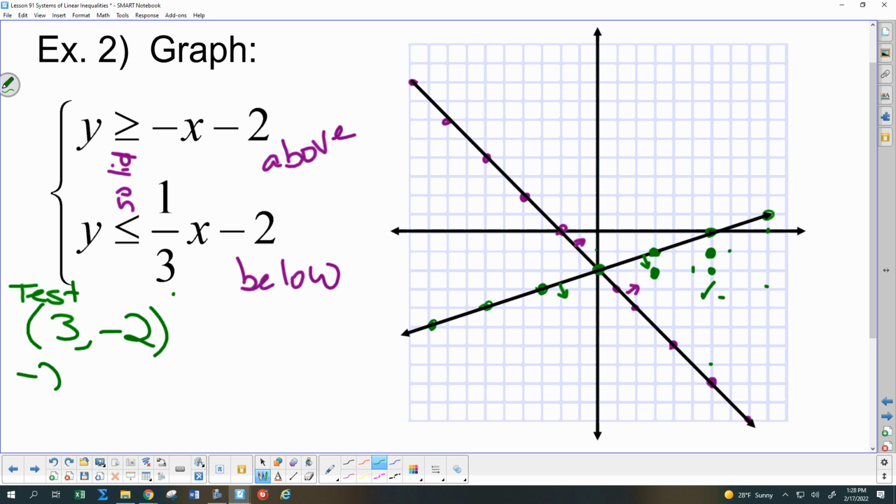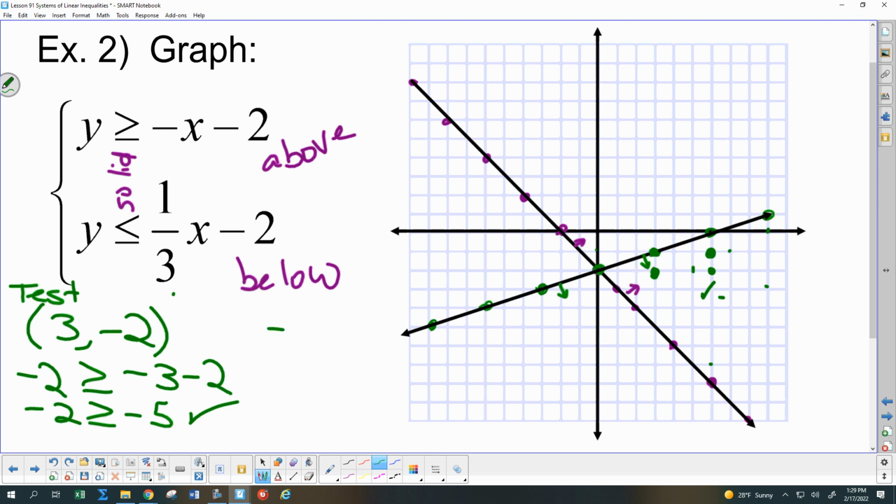Put the -2 in for the y. The opposite of 3 minus 2 is -2 bigger than -5? Is -2 bigger than -5? Yep, so that one works. Let's check the other one. We've got to check both now, not just one.